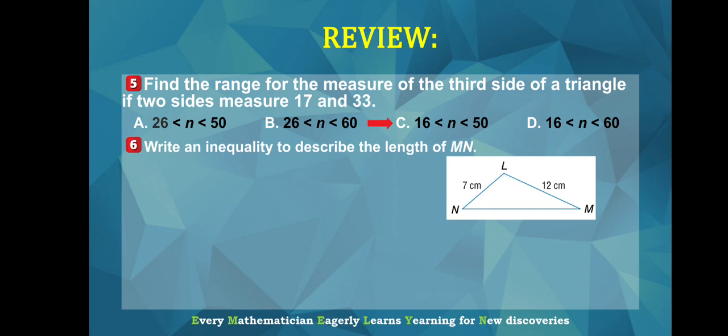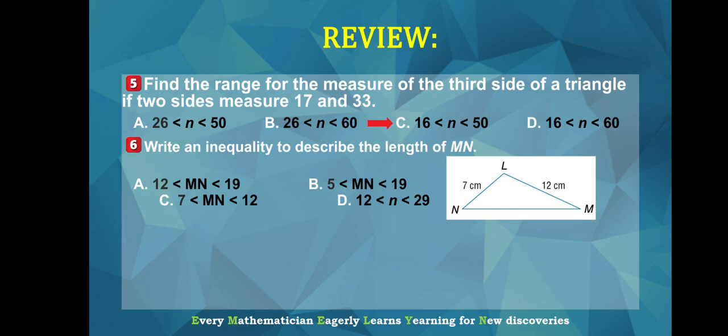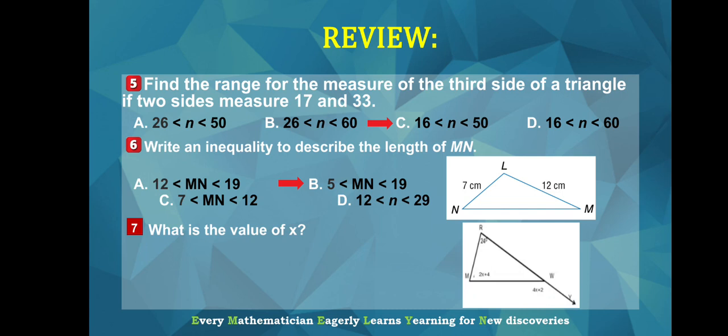Number 6. Write an inequality to describe the length of MN. Answer: letter B. By angle-side relationship theorem, the range of the length of the third side is between 5 and 19. Number 7. Using the figure, what is the value of x? Answer: letter C. By applying exterior angle theorem, the value of x is 13.